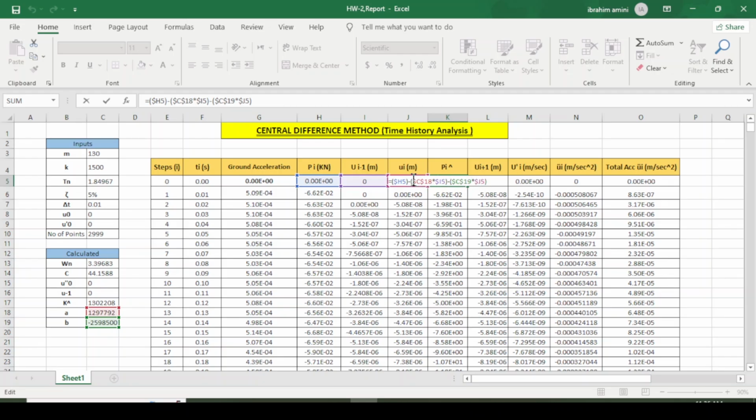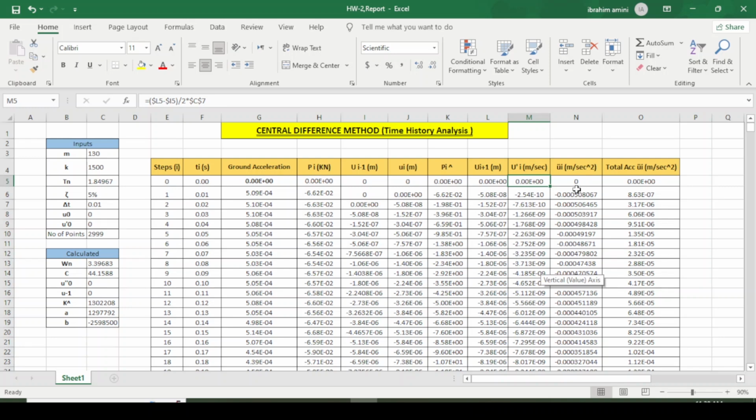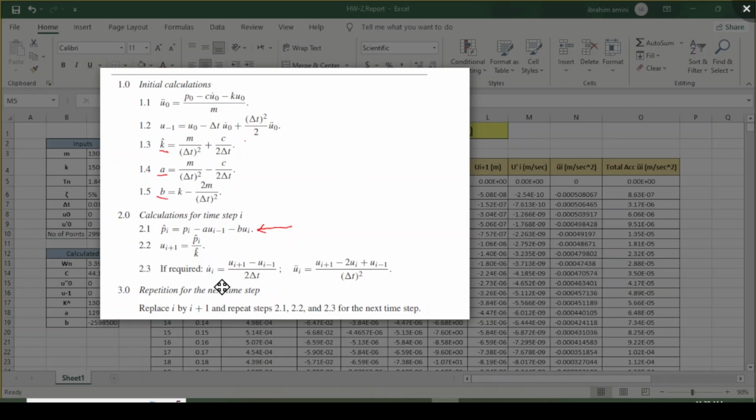If you look here, we have the axial force, velocity, then acceleration, and finally we will explain the total acceleration. Here I will show you how to calculate the velocity. This is the formula for velocity. The U i velocity is equal to U i plus 1 displacement minus U i minus 1, divided by 2 multiplied by the time difference. It will be the velocity.